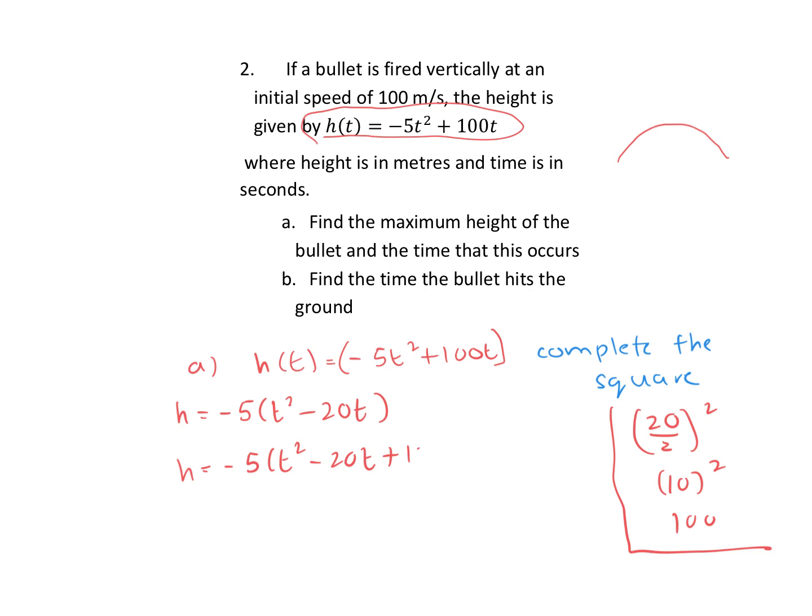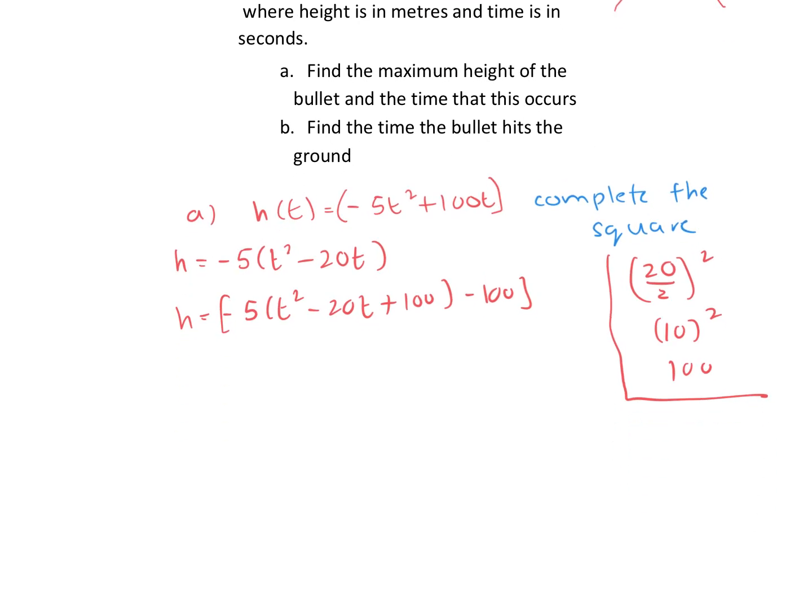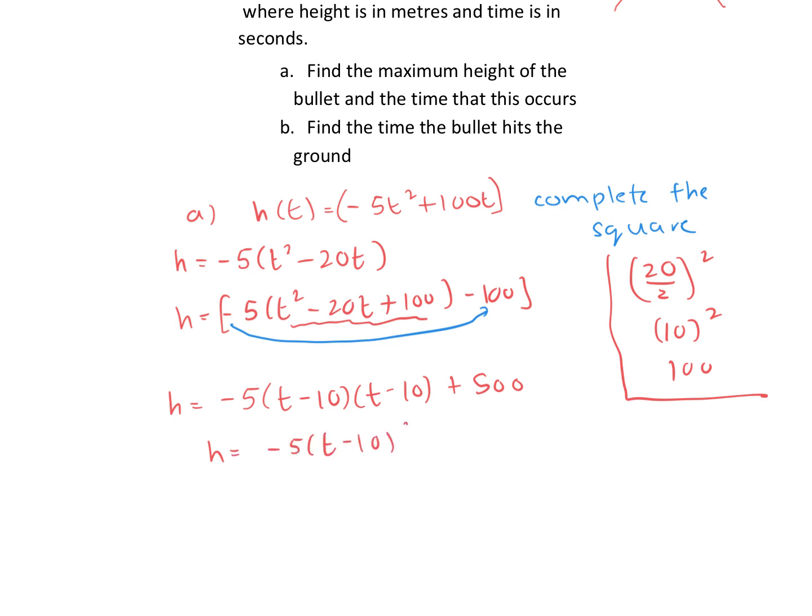So we're going to add 100 to make that perfect square, and we're going to subtract 100 so that we don't change the value of the equation. Don't forget to multiply that back. So we want to factor this quadratic here. We know the factors will be the same. Half of 20 is 10, so we're going to have 2 of those. And then we're going to multiply the -5 by the -100, which is positive 500. And then we'll write it in vertex form. We have t minus 10 twice. And there we have it in vertex form.